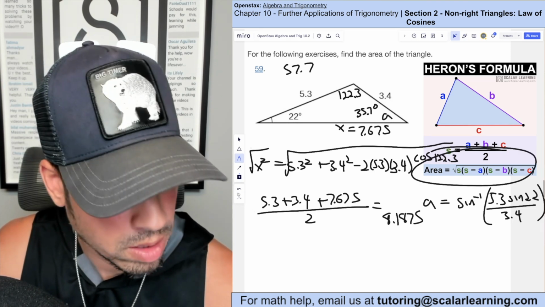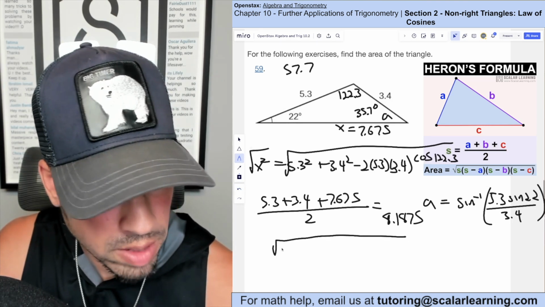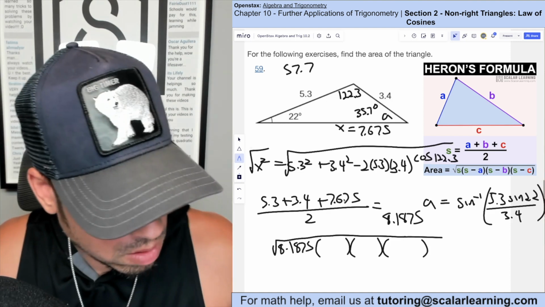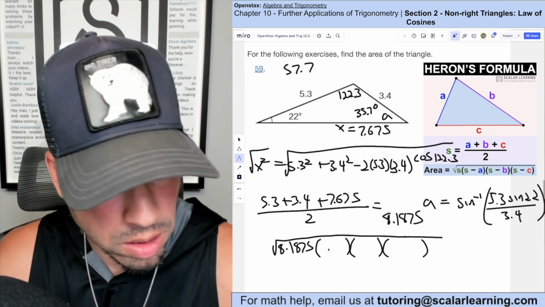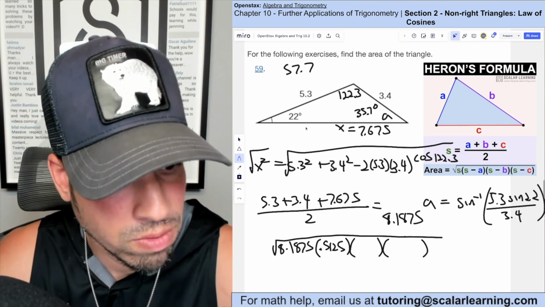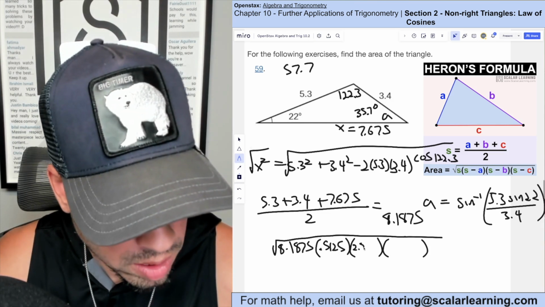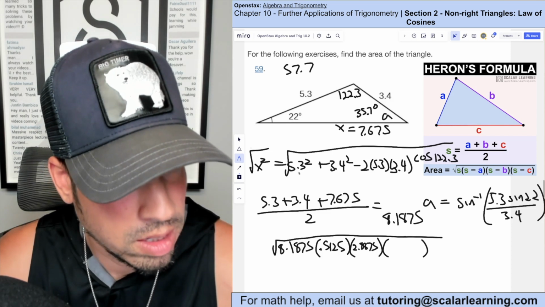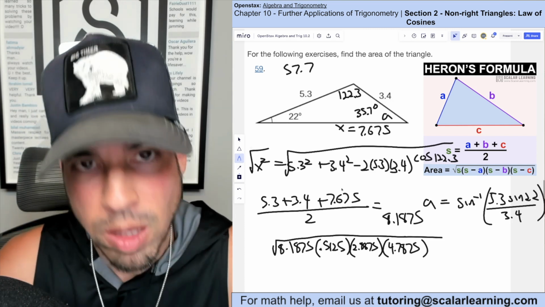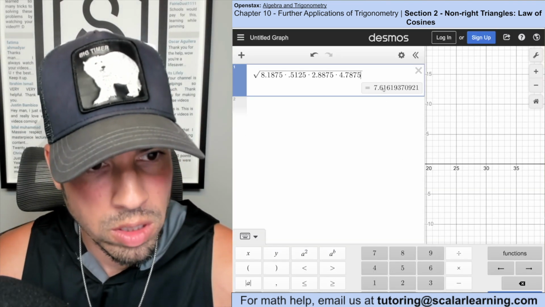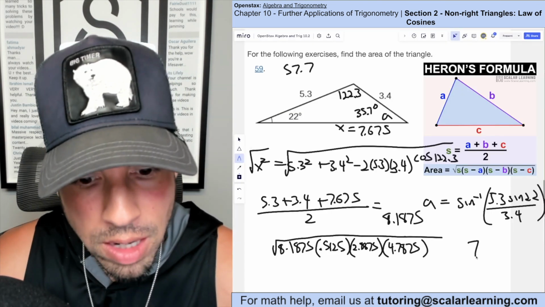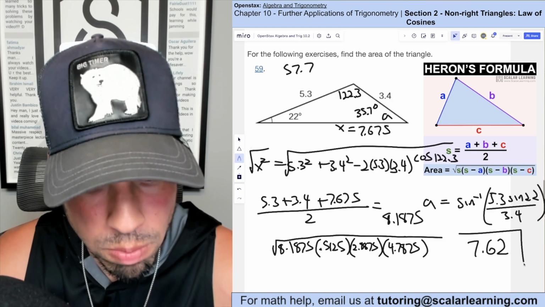Now let's use the formula down here. So we got square root of that s value, and then we take the difference of s and each of these 3 sides. So first, 8.1875 minus 7.675 is 0.5125. 8.1875 minus 5.3 is 2.8875. And last but not least, this minus 3.4 is 4.7875. All right, let's plug it into Desmos. And we get 7.616, rounded to the nearest hundredth, of course, is 7.62. So we have an area of 7.62, boom, done.